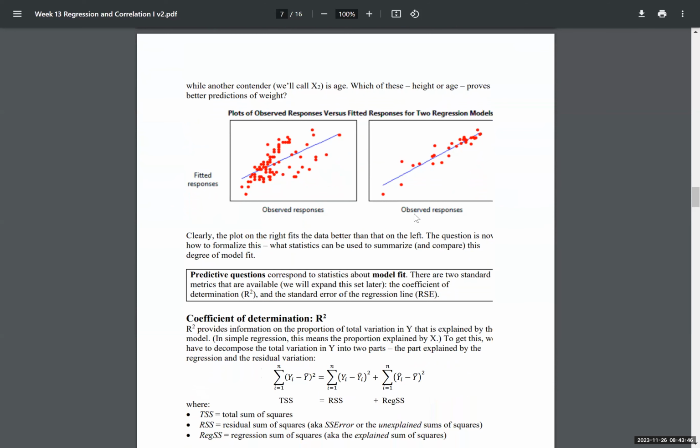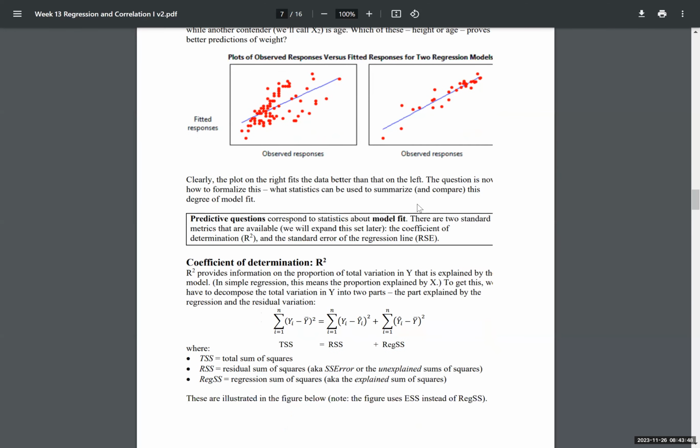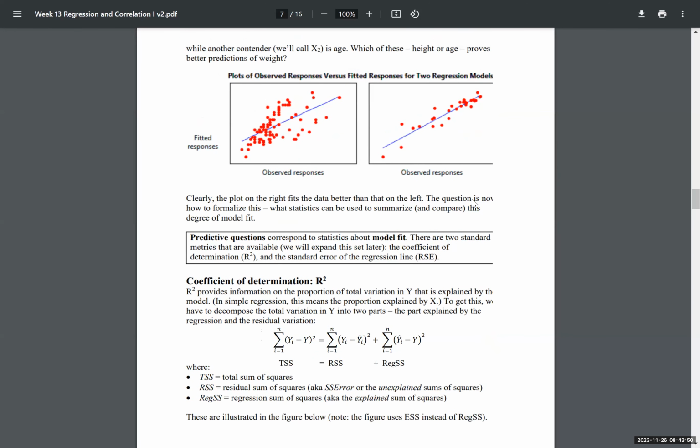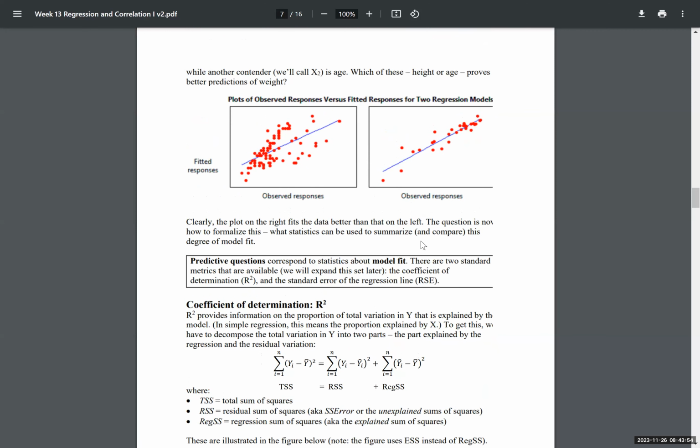for predicting weight? And it looks like I actually cut off a little bit here. I'll fix that in the notes before I post them.